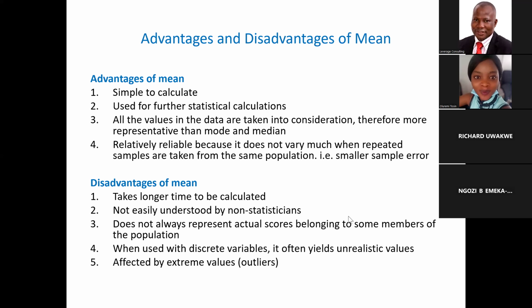Advantages of mean: simple to calculate, it's very simple. Used for further statistical calculation. That is one major thing. Among the measures of average, the mean is the one that is most useful for further statistical calculation, followed by the median. Mode is not so useful like that. The mean is number one.